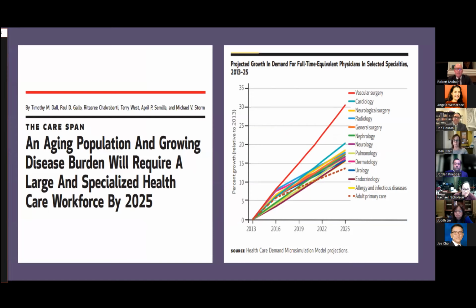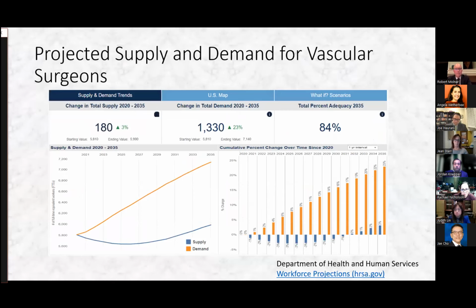And when you look at predictions, vascular surgery has the highest predicted growth rate compared to many other specialties. The Department of Health and Human Services also predicts that the demand will far exceed what we are able to provide by 2035.